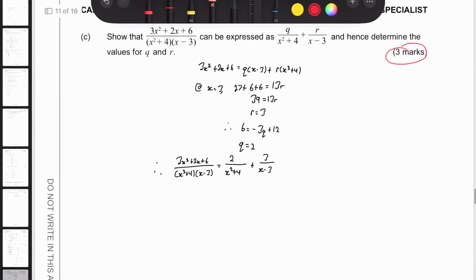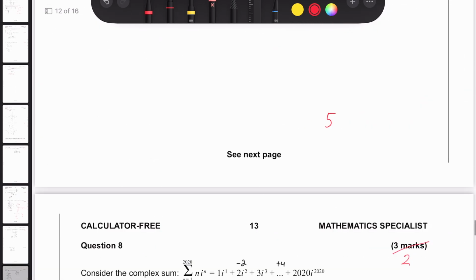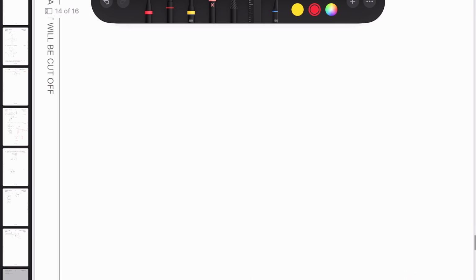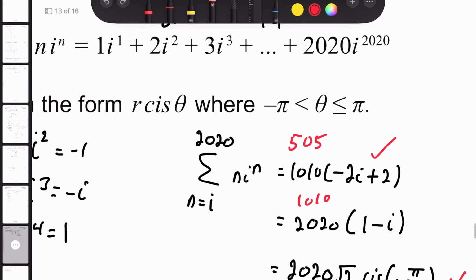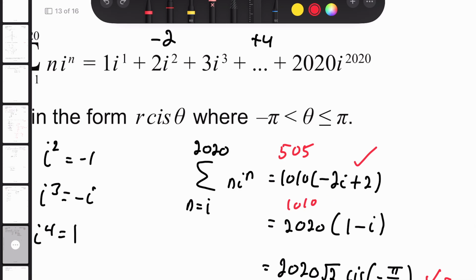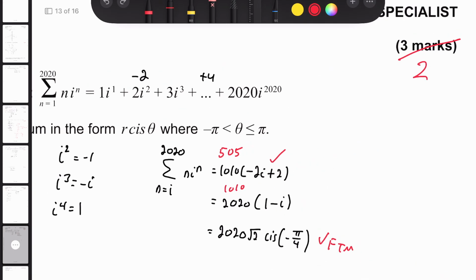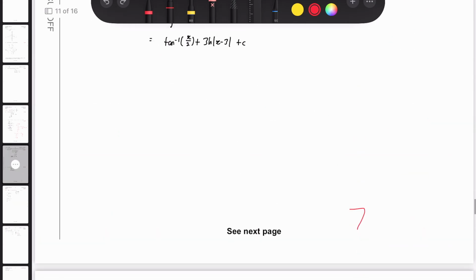We lost the full marks here, but I'll quickly go through the rest, and also lost 1 mark here. Okay, so quickly for this one, this is because there'll be 505 groups of this, not 1010. So that was the only thing, so I knocked 1 mark off there.